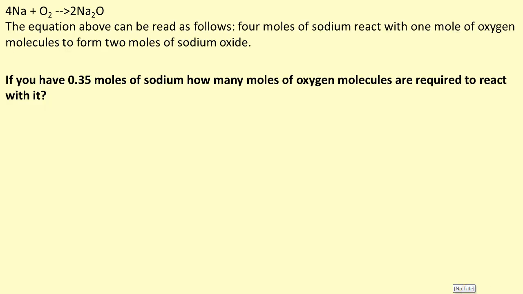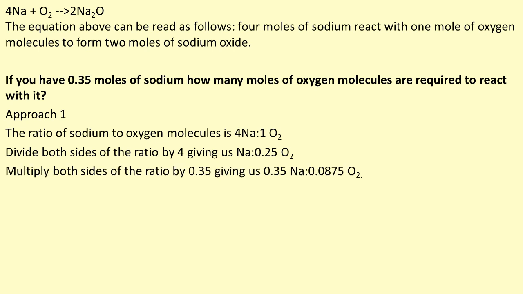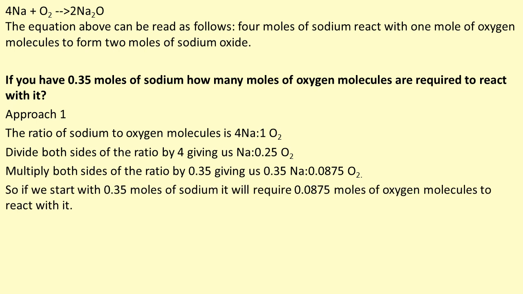If you have 0.35 moles of sodium, how many moles of oxygen molecules are required to react with it? Approach 1. The ratio of sodium to oxygen molecules is 4 moles of sodium to 1 mole of oxygen molecules. We can divide both sides of the ratio by 4. We can now multiply both sides of the ratio by 0.35, giving us 0.35 moles of sodium to 0.0875 moles of oxygen molecules. So if we start with 0.35 moles of sodium, it will require 0.0875 moles of oxygen molecules to react with it.